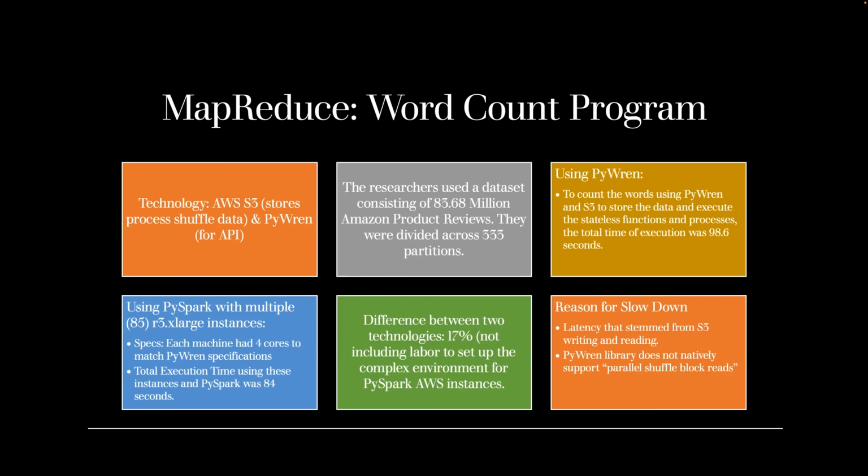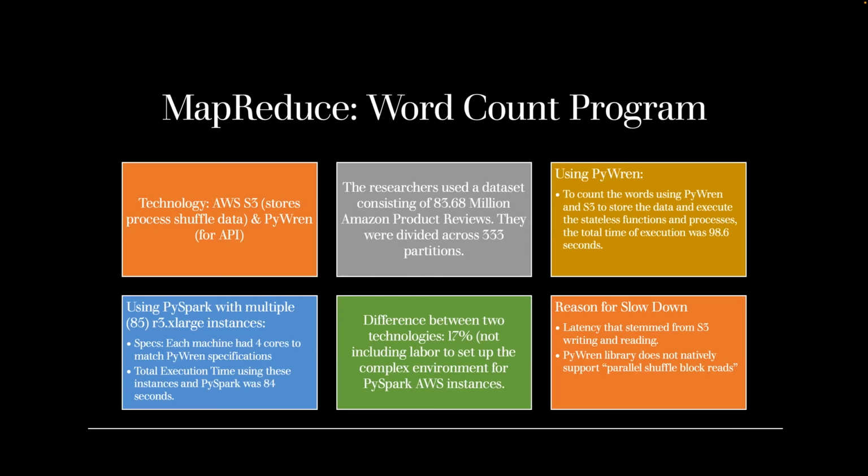Using PyWren to count the words, and S3 to store the data and execute the stateless functions and processes, the total execution time for this task was 98.6 seconds. They also contrasted this with using the PySpark library with 85 R3 X-large AWS instances. Each machine had 4 cores to match the PyWren specifications. The total execution time of this was 84 seconds.